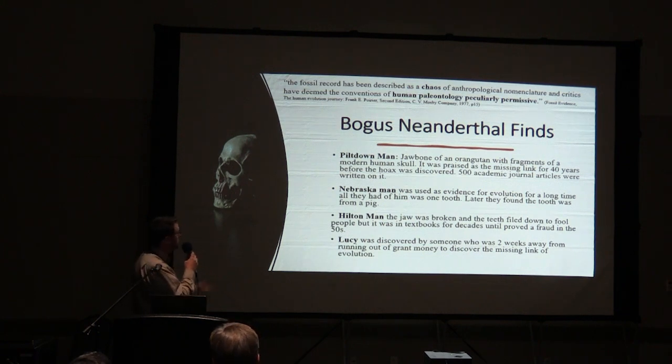Okay. So Piltdown Man, this was a hoax. It was the jawbone of an orangutan mixed with a skull of a human. Everyone threw a party because this was finally the missing link. And 40 years later, oops, take that out of your textbook. It's a fraud. This happens over and over. Nebraska Man was a tooth of a pig. Oh, eventually take that out of your textbook. Hesperopithecus Man had filed down teeth and the jaw was broken.